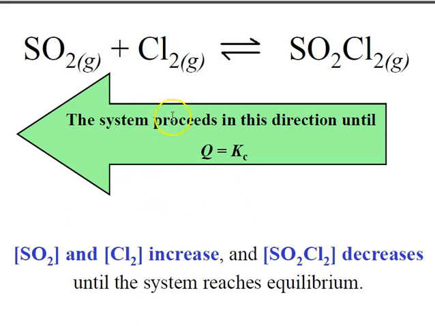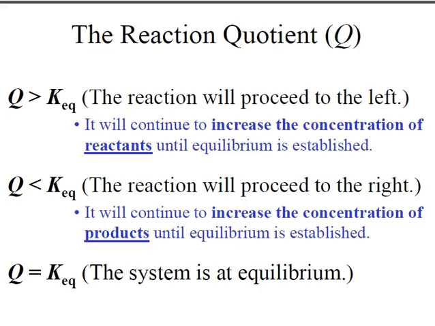Here is that shown visually. So there's our reaction. We said we had too many products, so we need to use those products and make some more reactants. So our reactants are going to increase while our products will decrease. And that's going to happen until Q is equal to K, until the system reaches equilibrium.